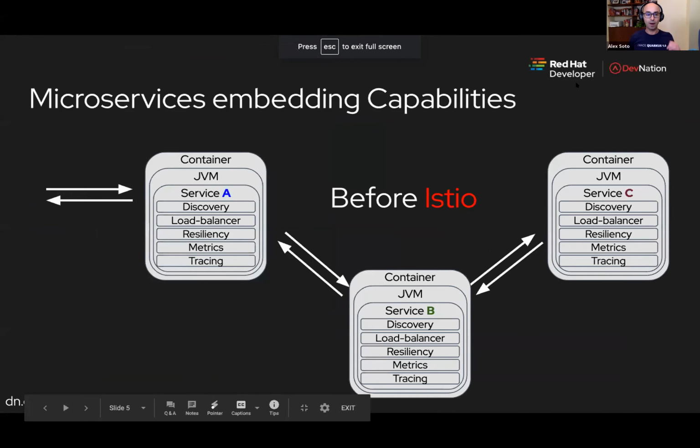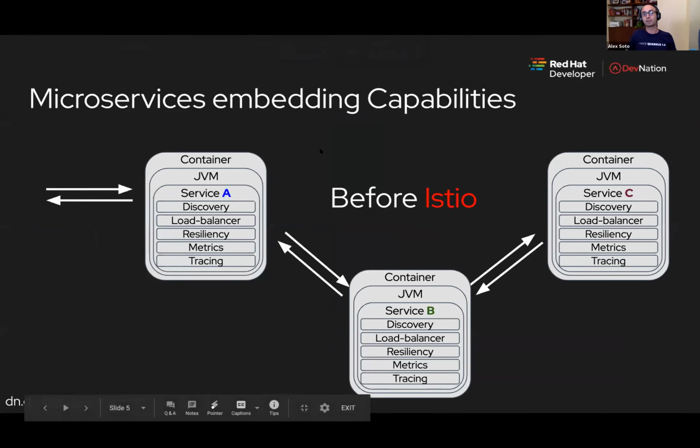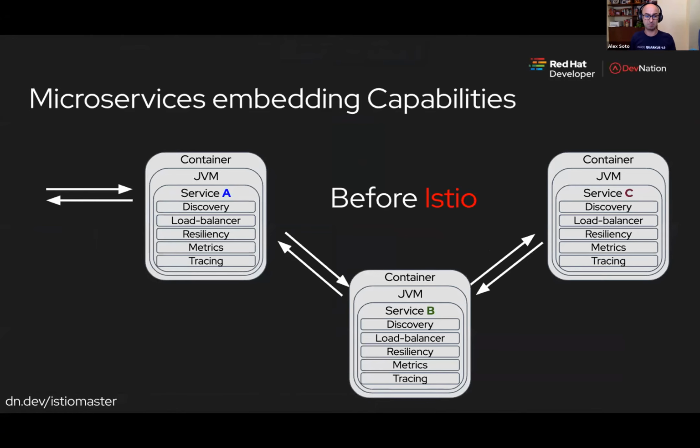How does it work? Well, it works something like this. We've got Istio, and before Istio, usually what we have is our service. If this service is written in Java, it's running inside the JVM, and then we've got a container, right? And then this container is deployed inside a pod. You can think of a pod like a machine that is running things. But inside these services, we are using some microservice capabilities like discovery, load balancer, resiliency, metrics, and tracing, right?